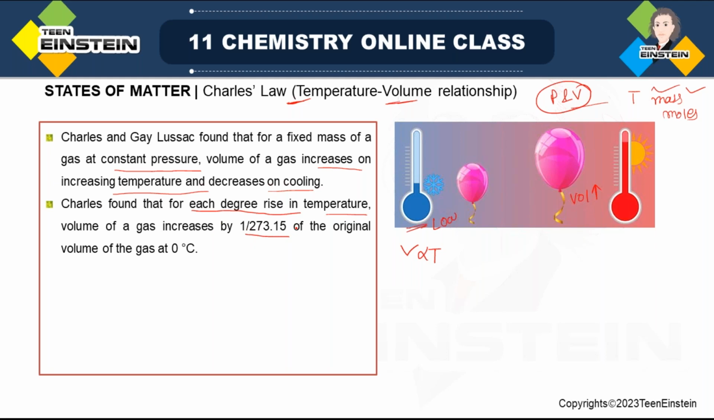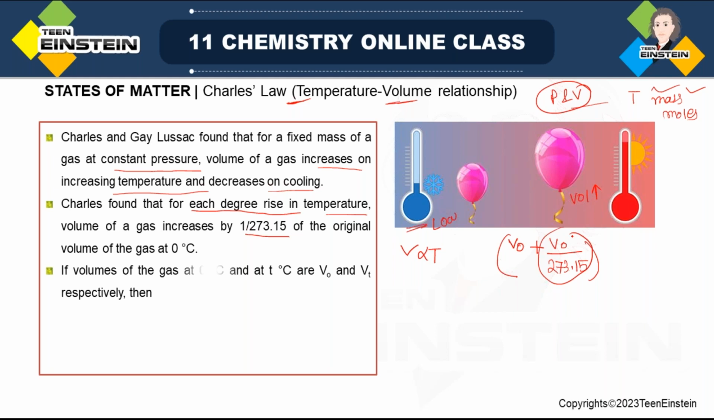Original volume at 0 degrees centigrade. So suppose the original volume at 0 degrees centigrade is V0. Now obviously with each degree rise in temperature there will be an increase in volume, but how much? It will be increased by a 1 by 273.15 fraction of V0. That means the original volume will be there and there will be some extra, V0 divided by 273.15, and this amount will increase with 1 degree rise in temperature.